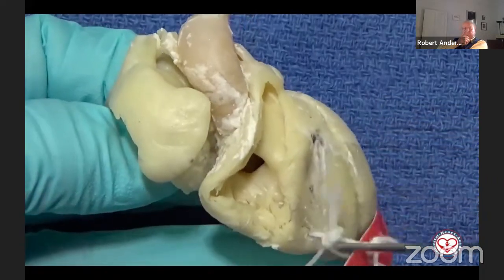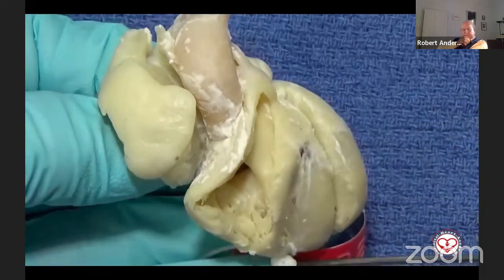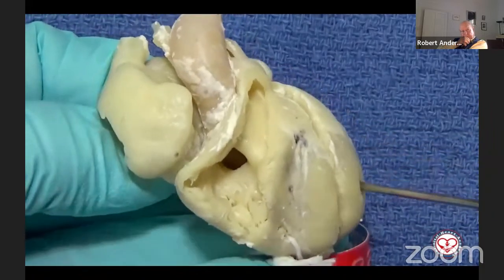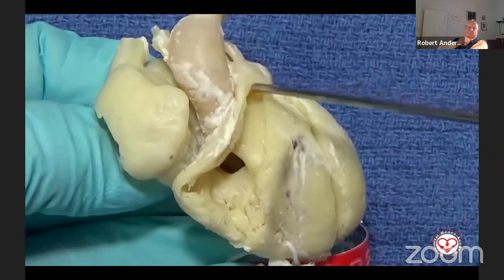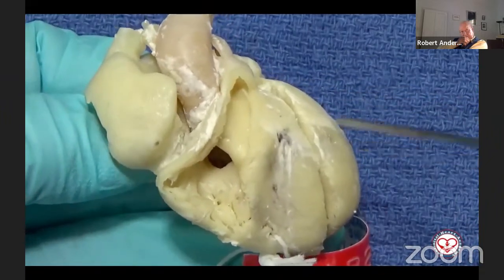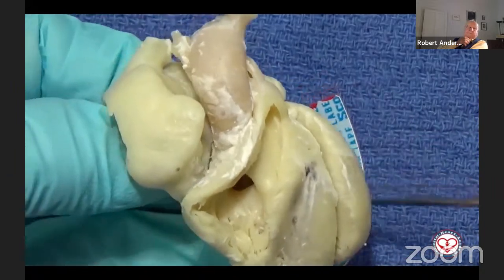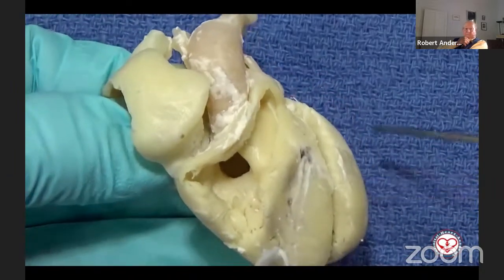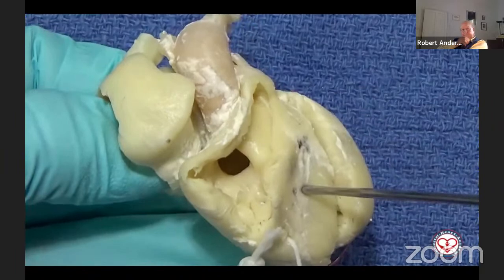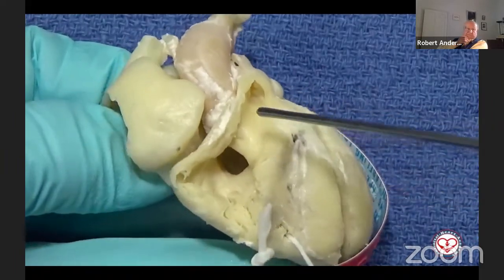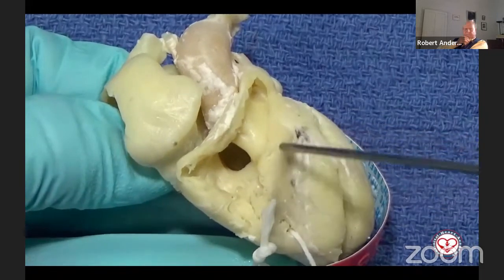In comparison to the last specimen, here we're looking at a heart that has the classical type of tricuspid valve atresia with concordant ventriculo-arterial connections. Concordant connections are typically associated with tricuspid valve atresia, just as discordant connections are associated with double inlet left ventricle. This specimen also has an incomplete and rudimentary right ventricle.